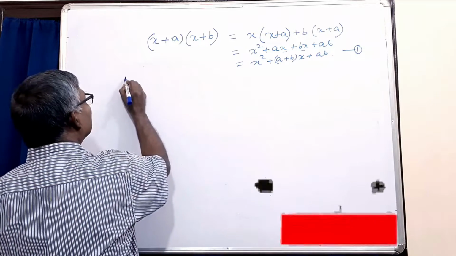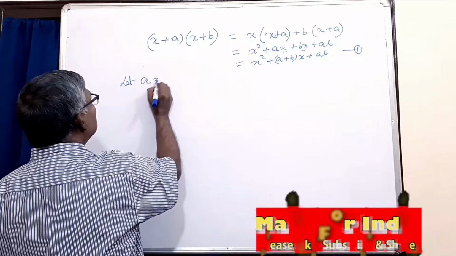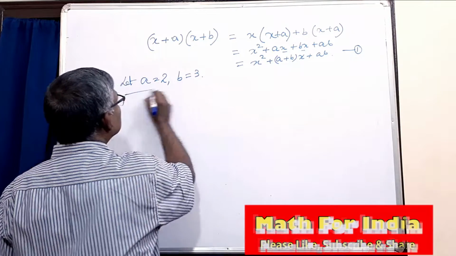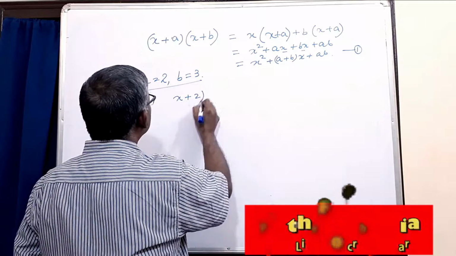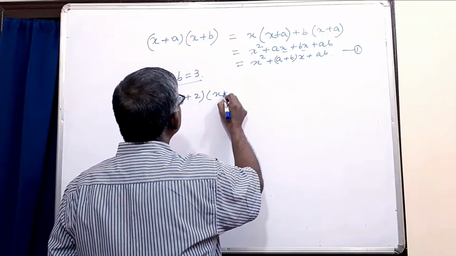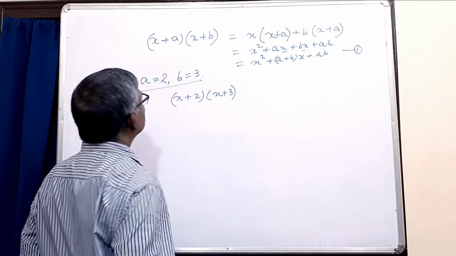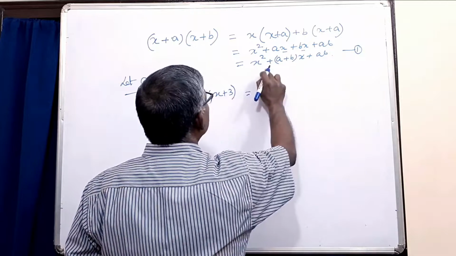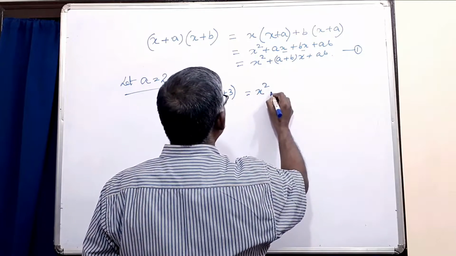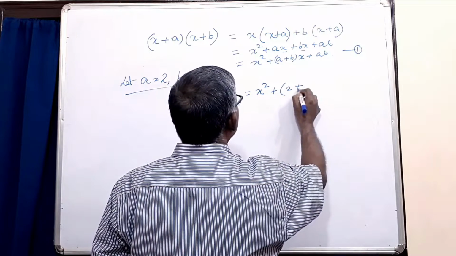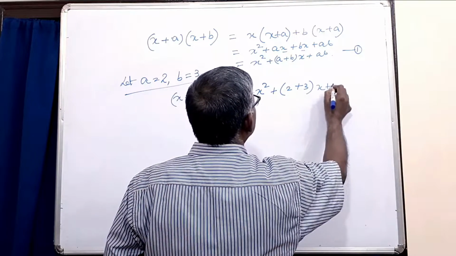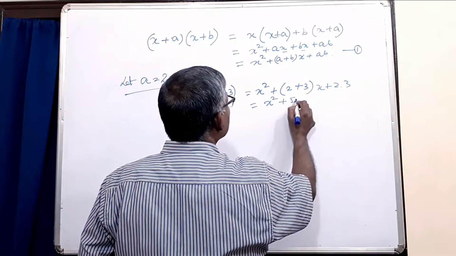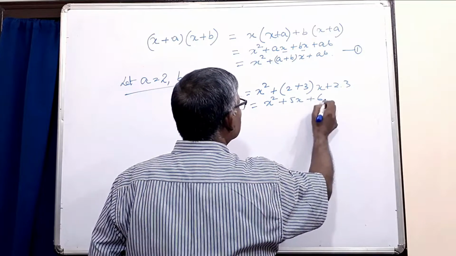Let us take a equals 2, b equals 3. The product of x plus 2 into x plus 3: simply put the values here. So it will be x square plus (2 plus 3)x plus 2 into 3. That will be x square plus 5x plus 6.